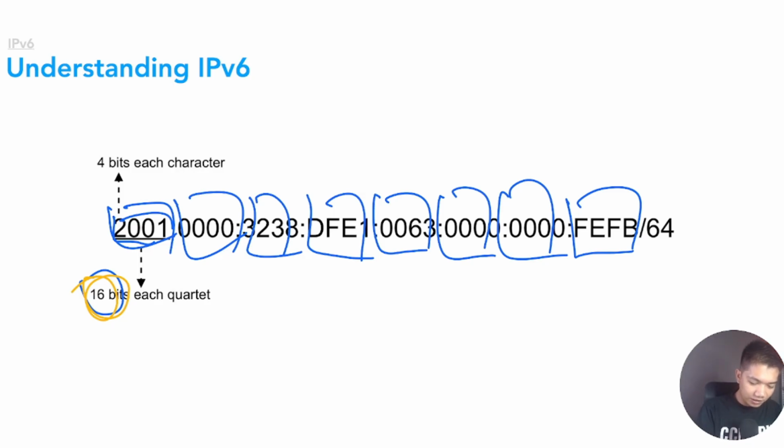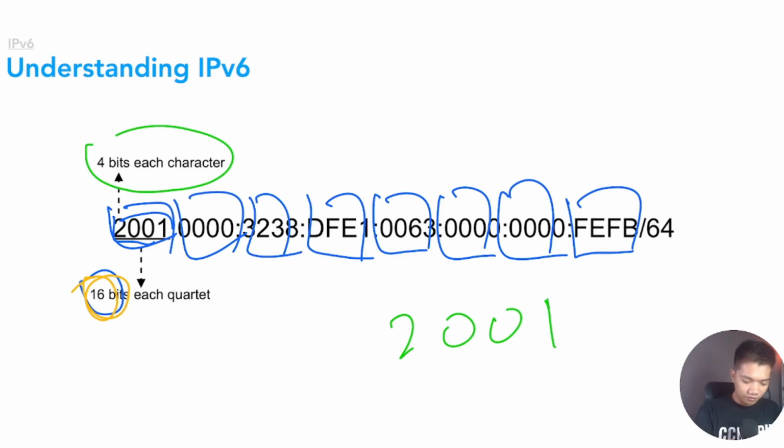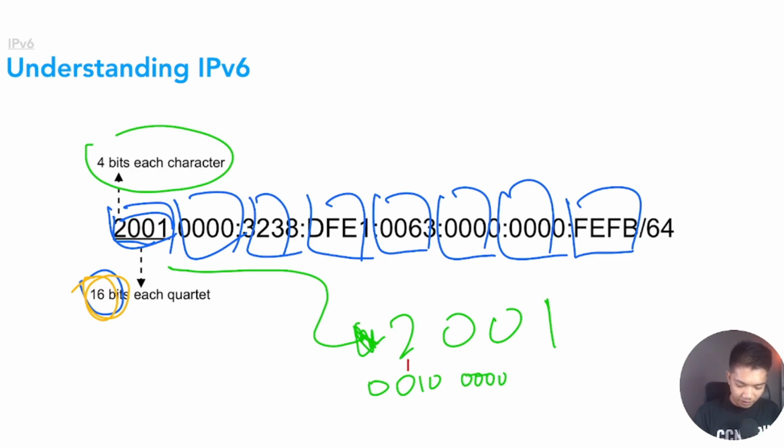So you can see here, 4 bits each. Let's say for example I take the first quartet of this address. It says 2001. But that is hexadecimal. If you convert this to binary, this is what happens: 4 zeros, then 4 zeros for this one, and 4 zeros for the next one, and then the 1, which is also 4 bits. Are you getting this?